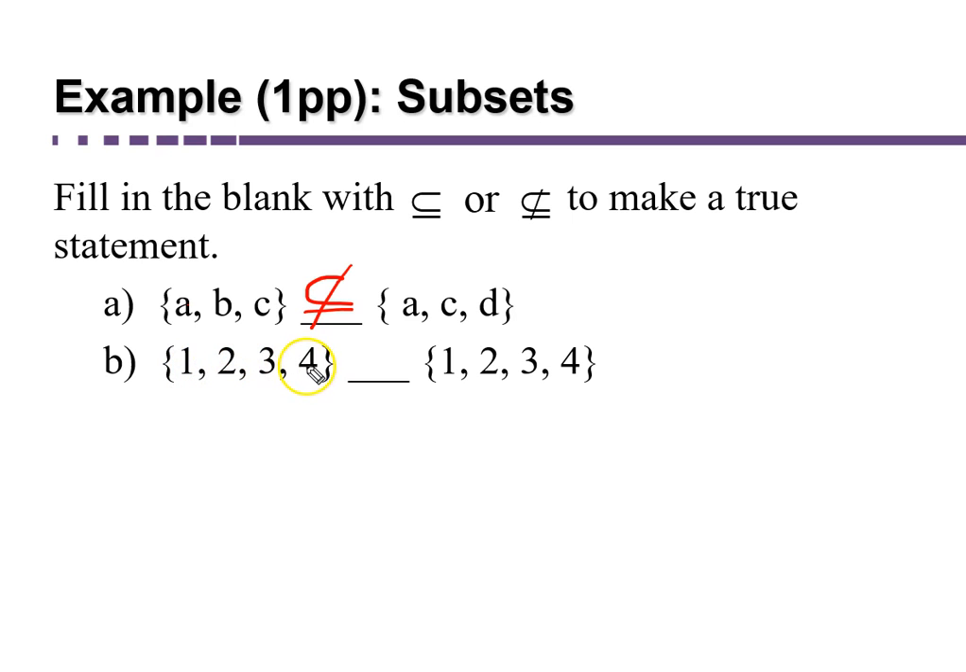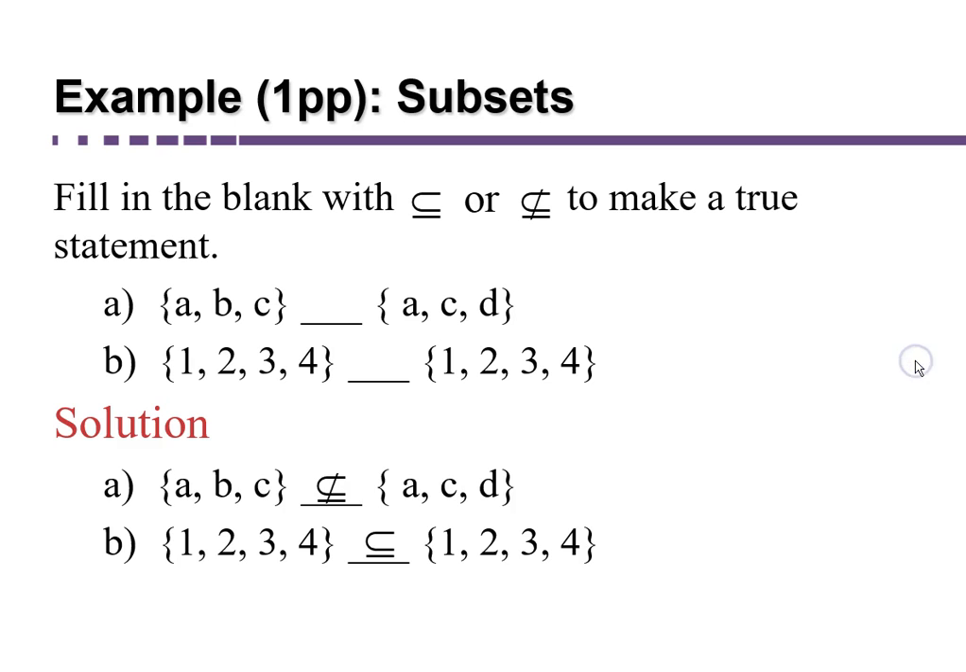Now, 1, 2, 3, 4 and 1, 2, 3, 4. We haven't defined this yet, but now we're telling you that every set has a subset that is a copy of itself. So every set is a subset of itself, and here we would put this symbol. Again, you're building vocabulary and you're asked to know the protocol and the rationale for doing it. And there they are.